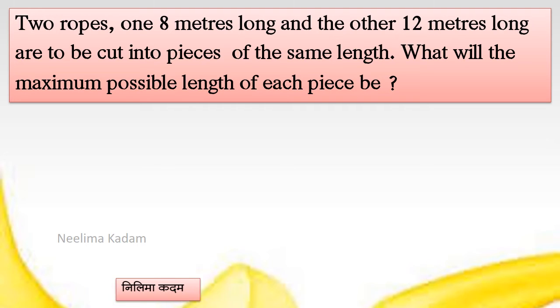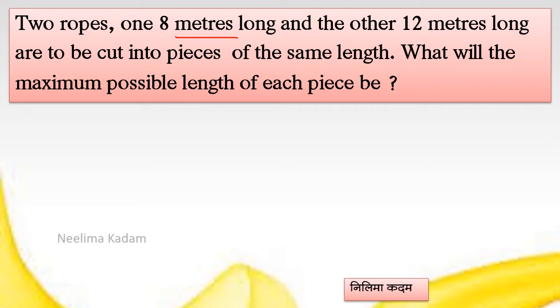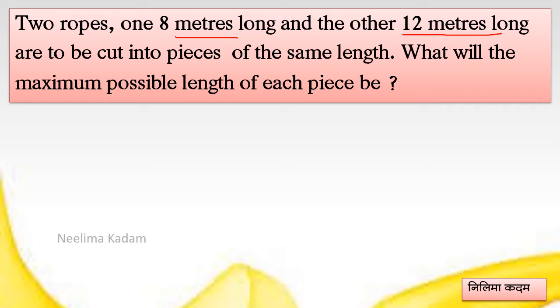Two ropes, one 8 meter long and the other 12 meter long, are to be cut into pieces of the same length. What will be the maximum possible length? Again, the word maximum is there, means blindly you can go for HCF. Maximum possible length of each piece. So you have to find out the HCF.